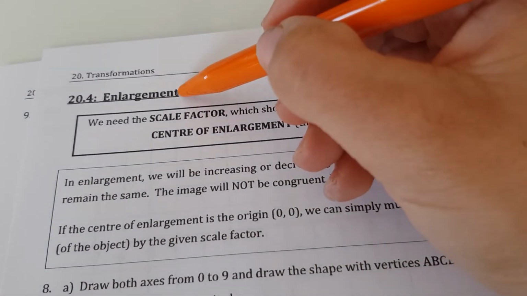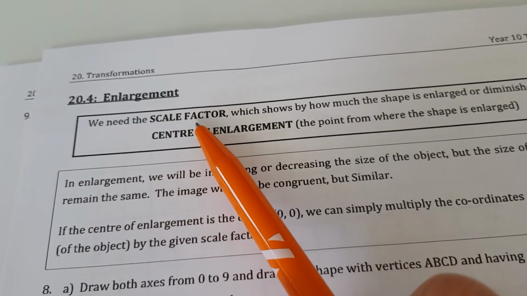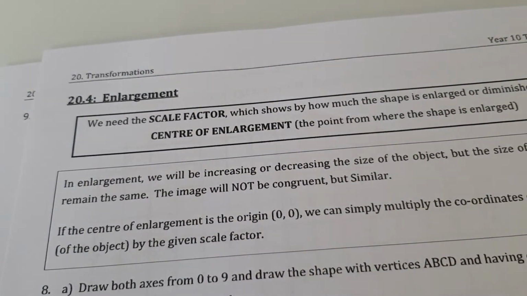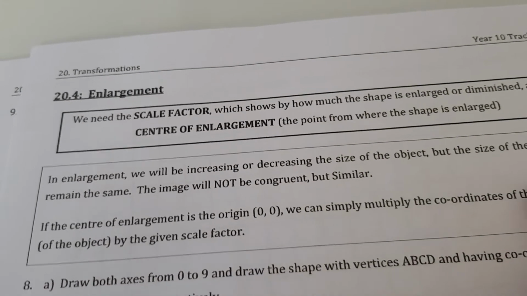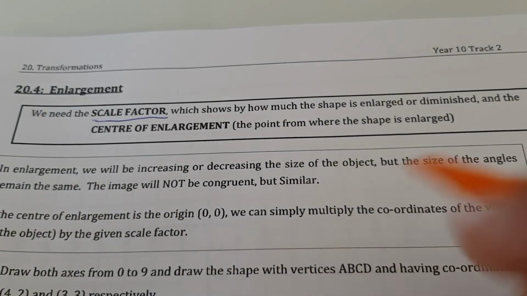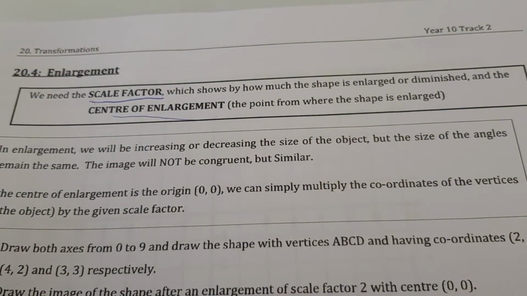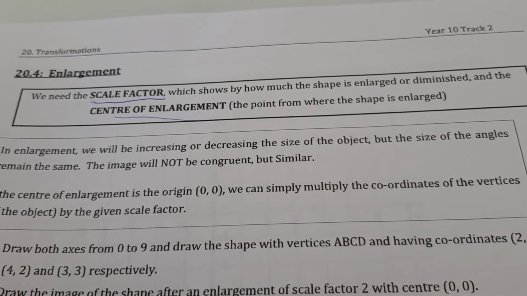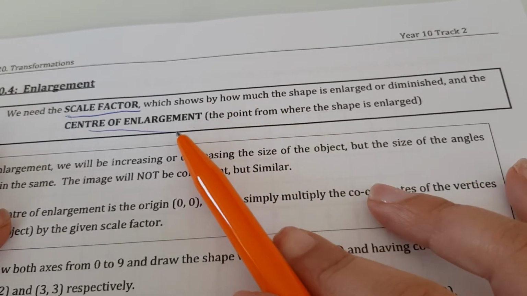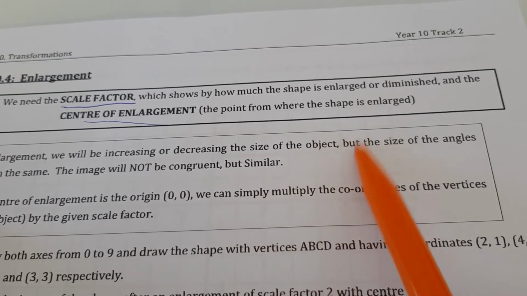For enlargement, we need the scale factor. Is it enlarged by twice the size, or 3 times the size, or is it half the size? So we need the scale factor. But we also need what we call the center of enlargement, like in rotation. The center of rotation gave us the different location of the image. Now the center of enlargement will also identify where the image is going to be placed.